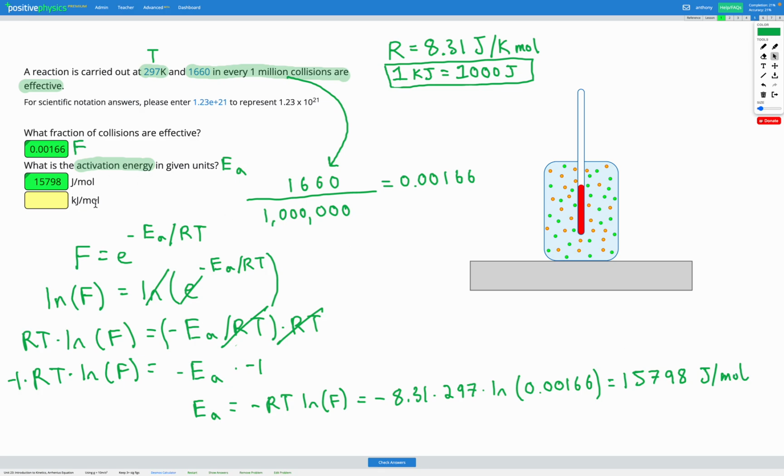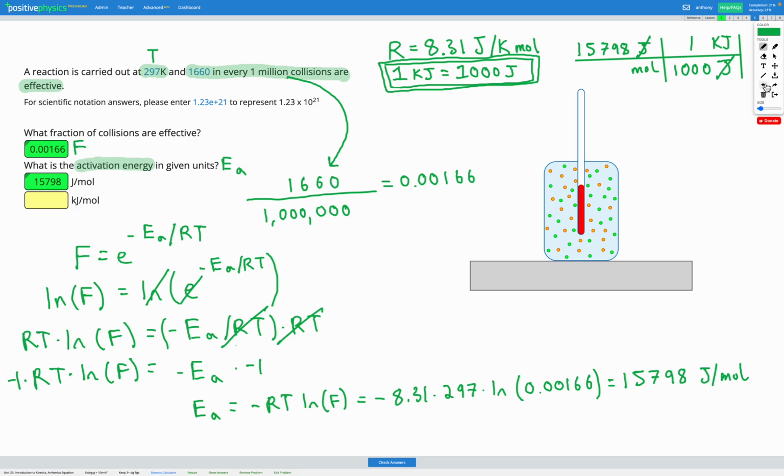However, if we also want to find our answer in kilojoules per mole, we're going to have to do a conversion now. So I'm going to set that up here. We've got 15,798 joules per mole. So I'm going to set this up as a conversion with dimensional analysis. And I want to change the joules into kilojoules. So I'm going to put joules on the bottom so it will cancel out, kilojoules on the top. And remember, 1 kilojoule is 1,000 joules. Here's that conversion factor that we're using. So I'm going to put 1 kilojoule on the top and 1,000 joules on the bottom. The joules are going to cancel out.